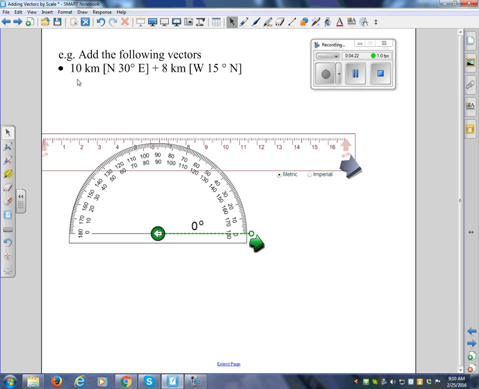Let's have a look at it. 10 kilometers, north, 30 east. So right away, I'm going, which direction?